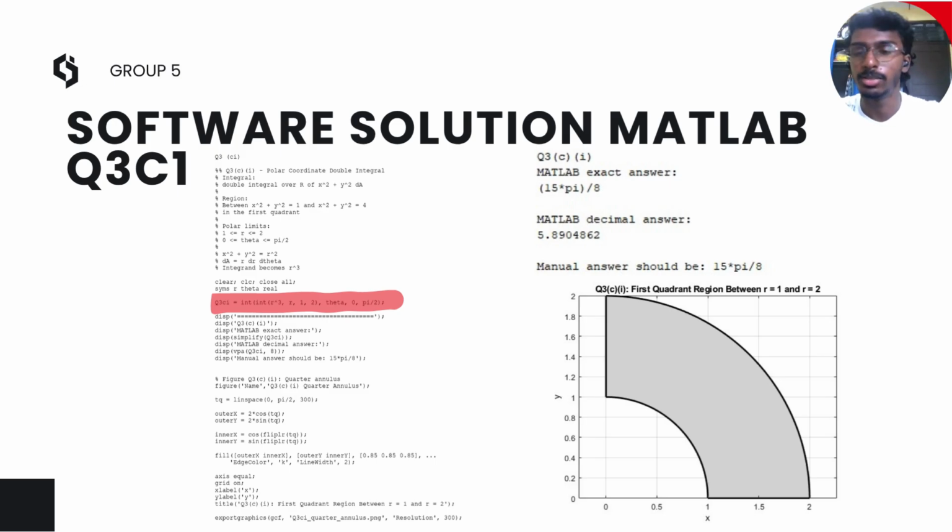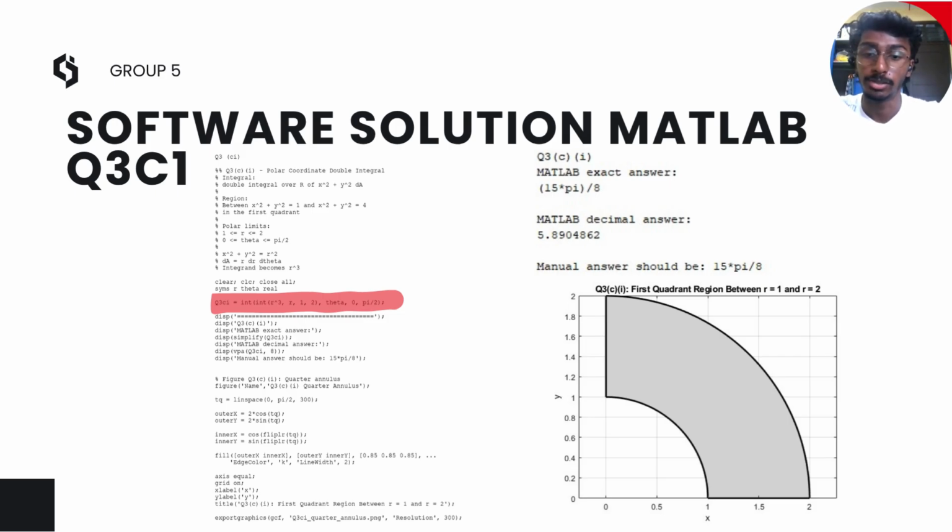Now I will present the MATLAB simulation part for question 3C1. We need to evaluate the double integral of x squared plus y squared over the region between two circles. The region is between the circle x squared plus y squared equals 1 and the circle x squared plus y squared equals 4 in the first quadrant.